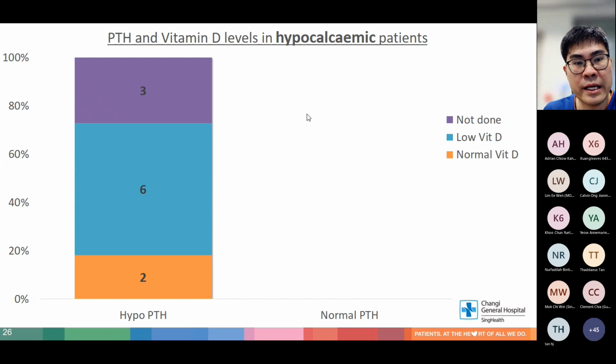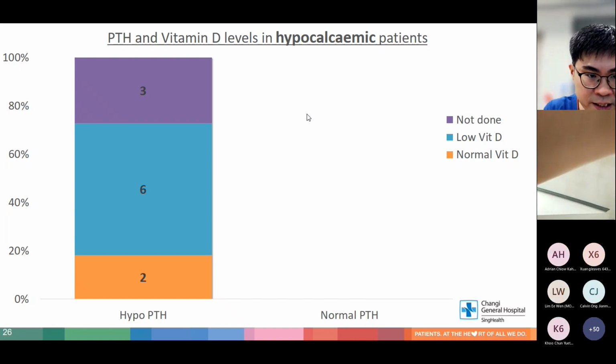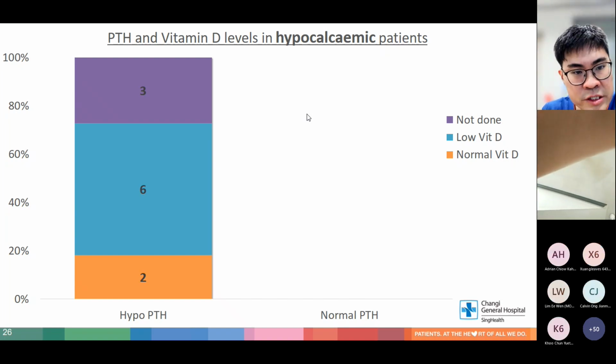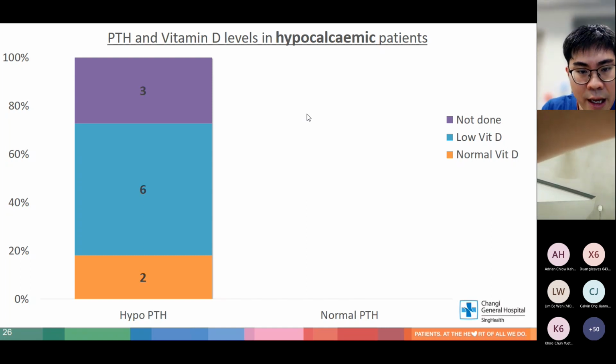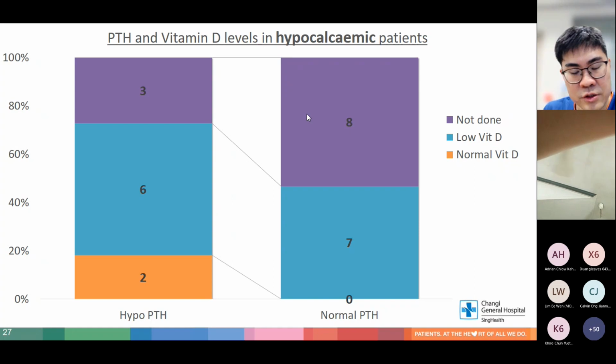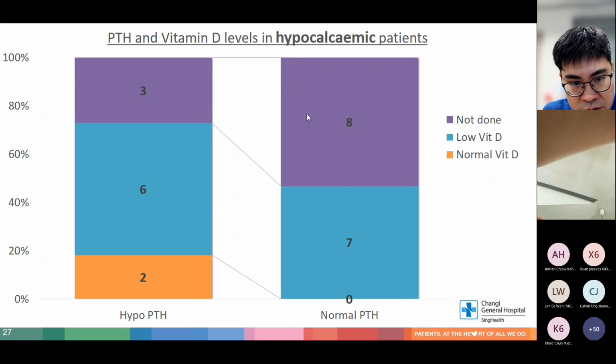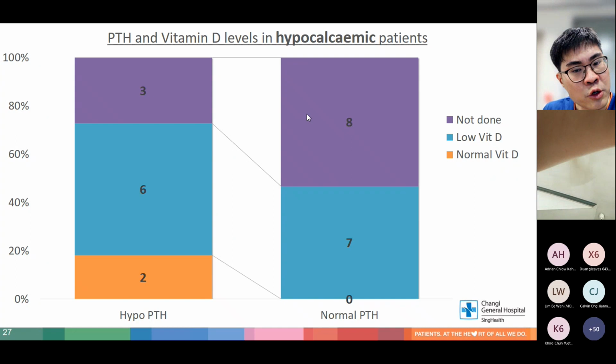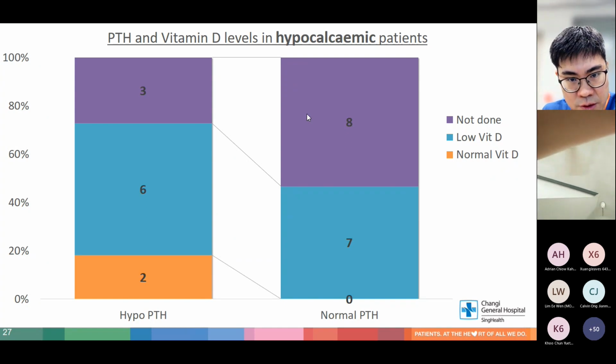But we already know that in this population, the incidence of low vitamin D is already higher than the normal population, which was approximately 30%, compared to this group, which is about 75%. How about the next group? These are patients who develop hypocalcemia post-op, but had normal PTH values.